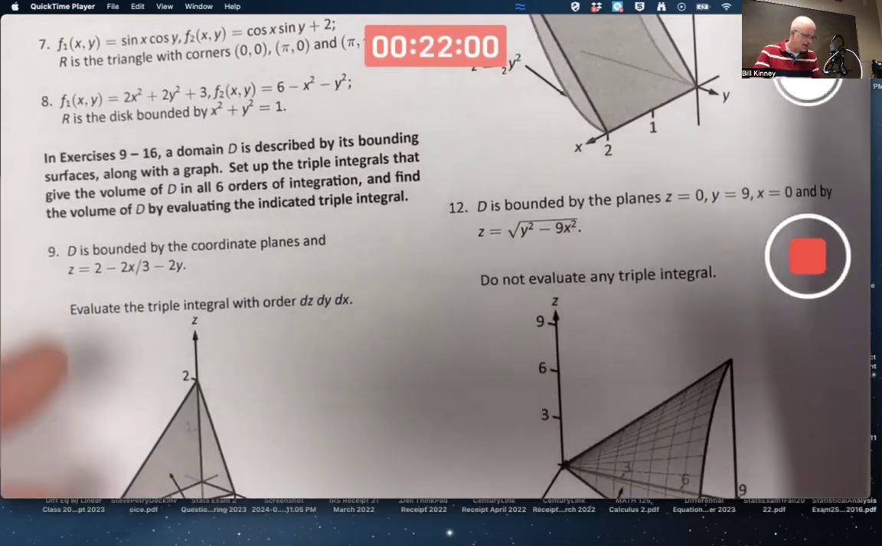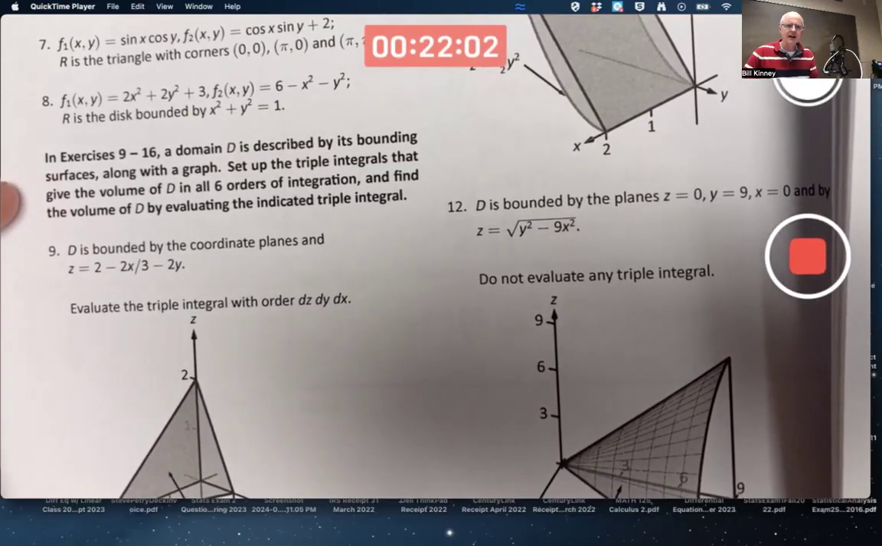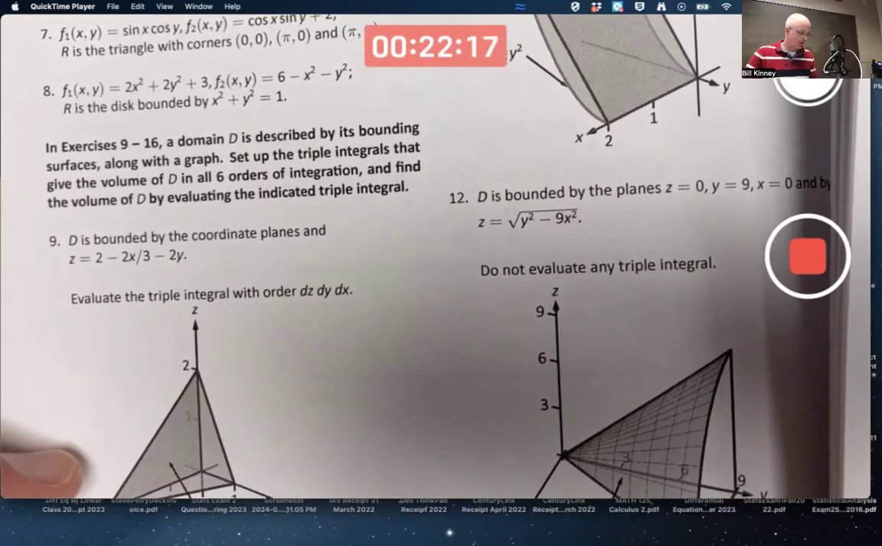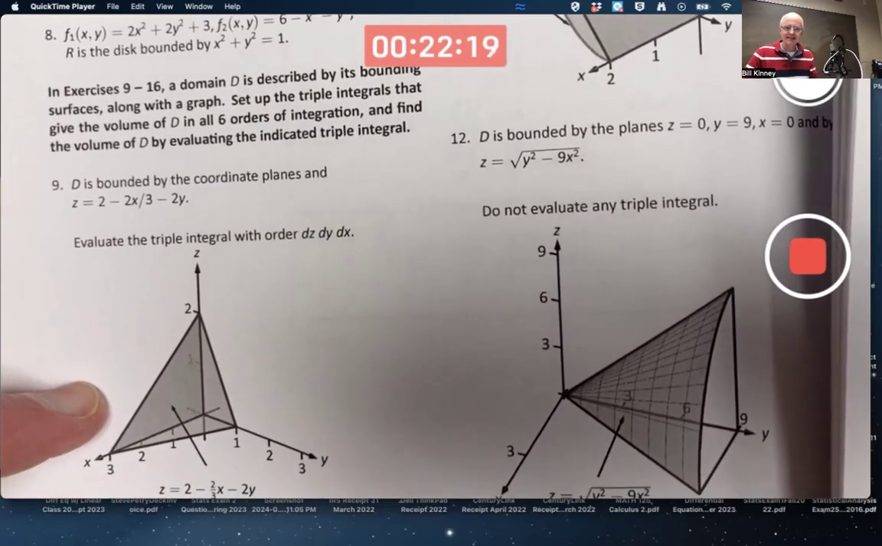A domain D is described by its bounding surfaces along with a graph. Set up triple integrals that give the volume in all 6 orders of integration. Find the volume by evaluating the indicated triple integral. So the region, the solid looks like this.